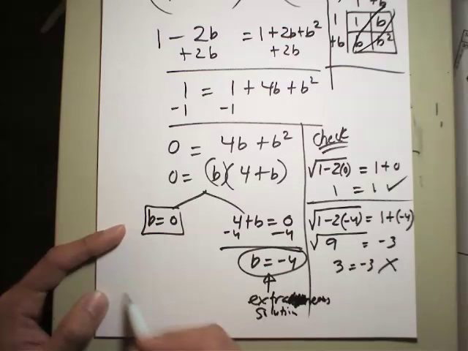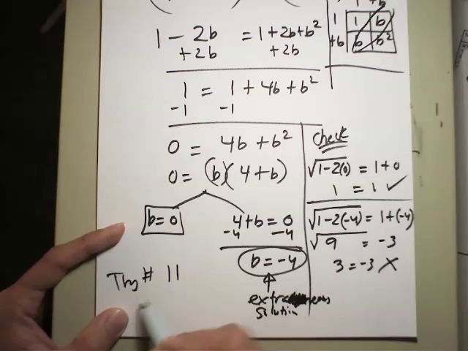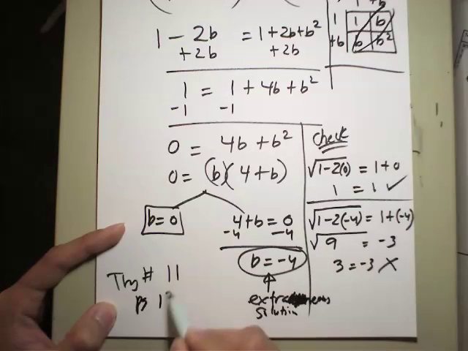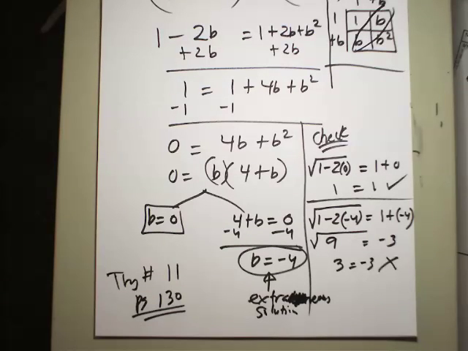Okay, so here's the last Try This problem. I want you to go try, once again, number 11, but on the other page, page 130. So go ahead and try this out, and we're going to discuss this when you come back, okay? All right.